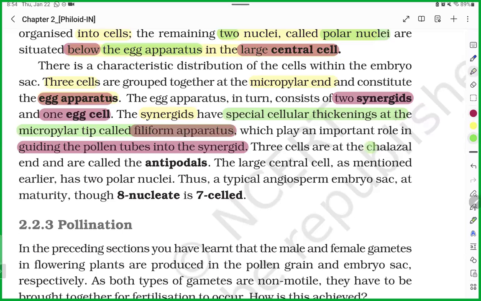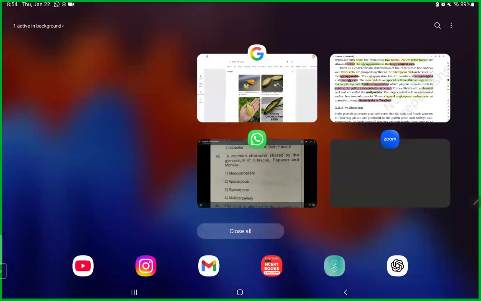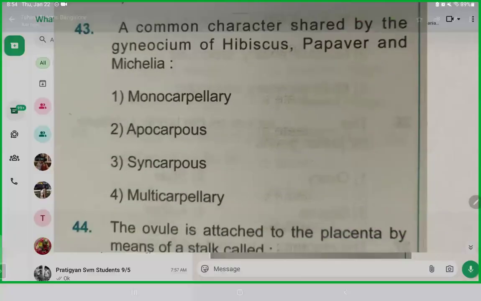At the larger end, you have 3 antipodals. The large central cell has 2 polar nuclei. Very popular, but still they ask again and again: a typical angiosperm embryo sac has 8 nuclei and 7 cells because the central cell contains 2 nuclei. So this topic is done.